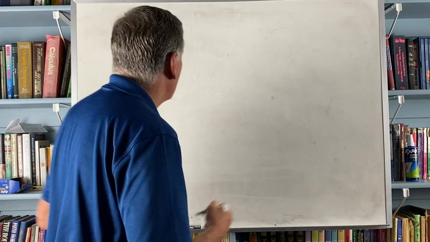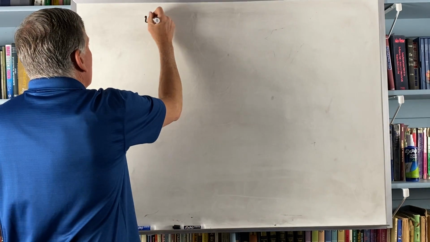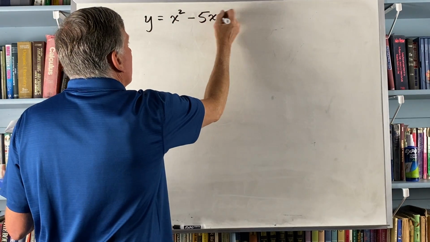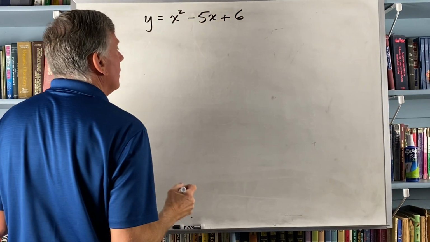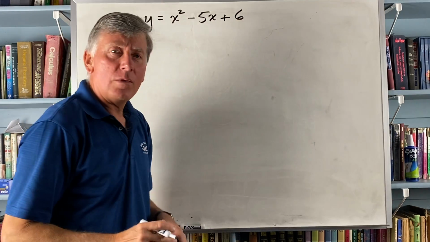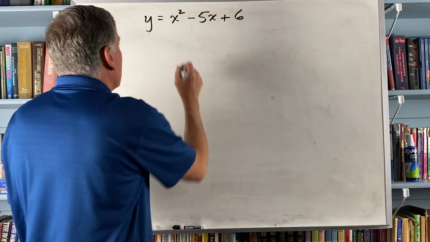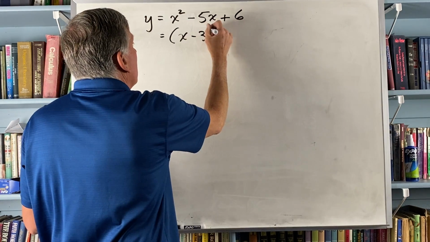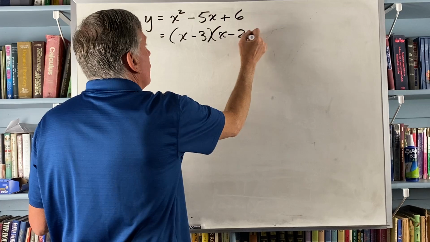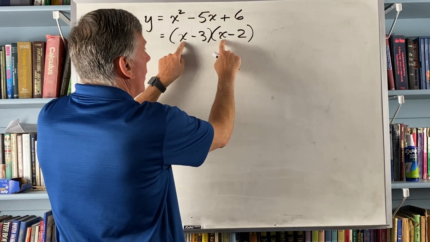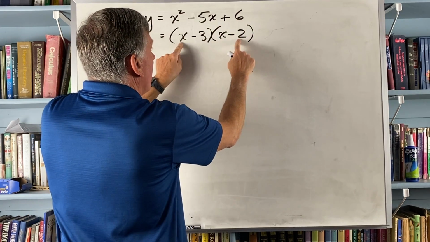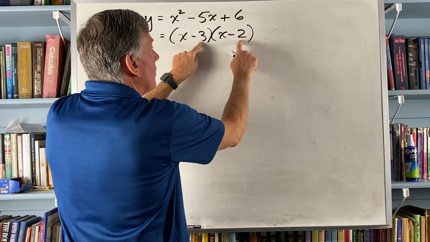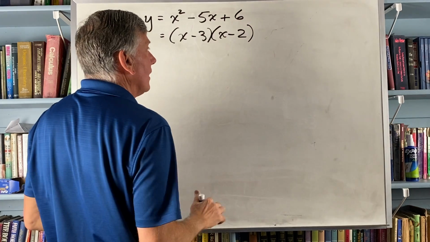Here we go. Here's the quadratic equation, y equals x squared minus 5x plus 6. I chose this one because it factors very nicely. y equals (x minus 3) times (x minus 2). x squared minus 3x minus 2x adds to minus 5x. And then minus 3 times minus 2 gives us a plus 6.